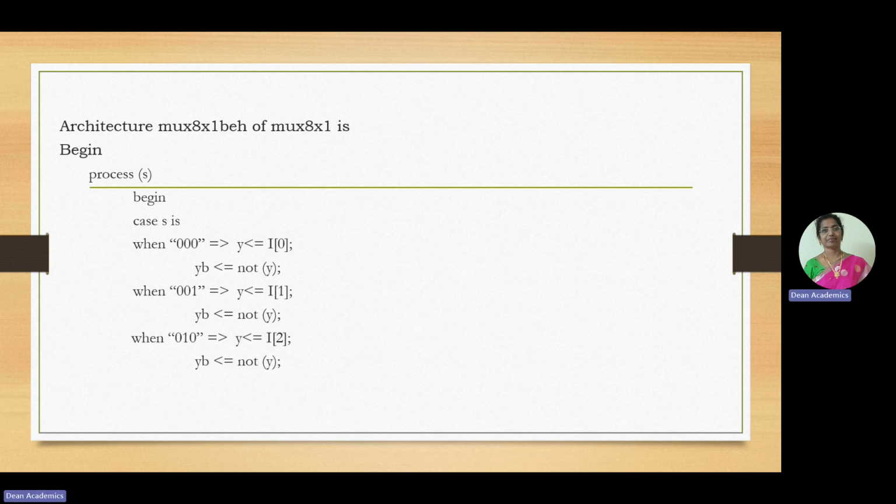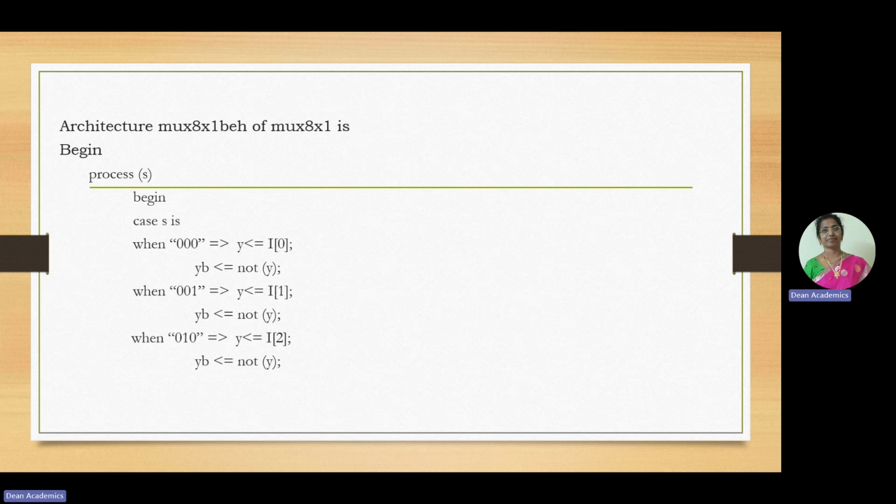Now coming to the architecture body, we are going to write it in the behavioral model because we have a truth table. Therefore, architecture multiplexer of mux 8 by 1 in behavioral mode. I have given this name, that means entity name followed by the style of modeling. So mux 8 by 1 behavioral of entity name, that is mux 8 by 1, is begin process.